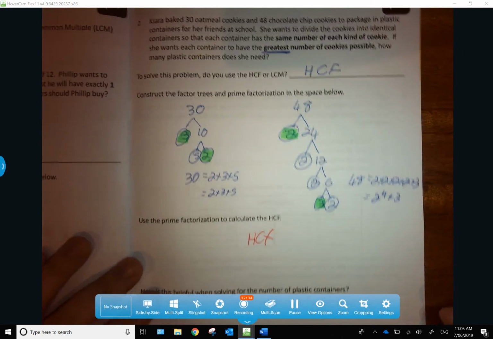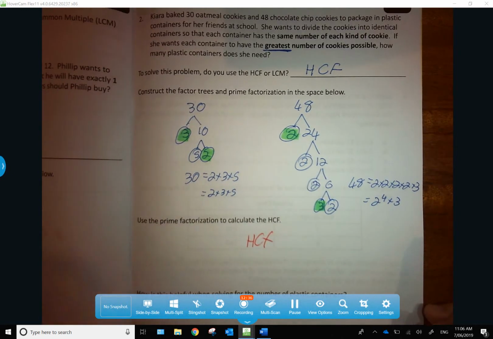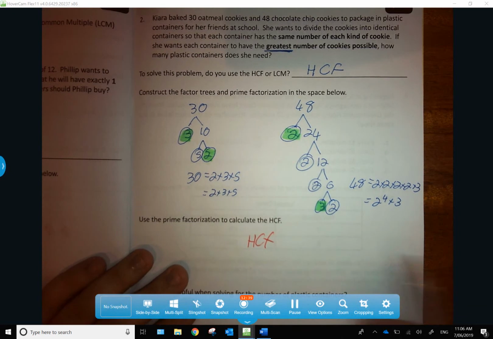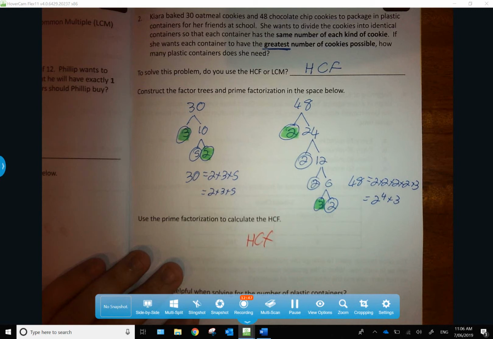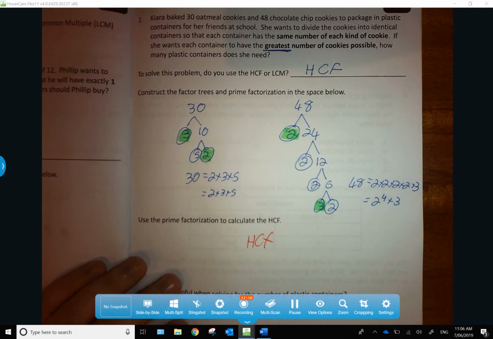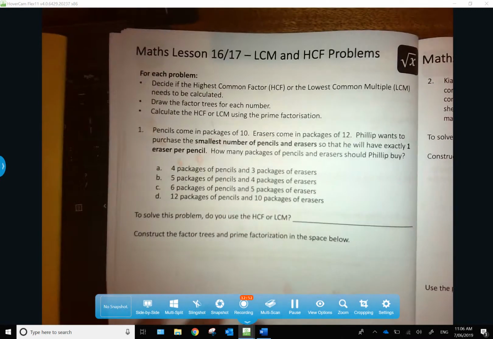On the other hand, for the highest common factor, if you've ever got a situation where you have to arrange things into rows, then you know you need to use the highest common factor. Or if you ever get yourself in a situation where you see the word greatest or highest, then you're probably going to have the highest common factor. That's what you need to do.